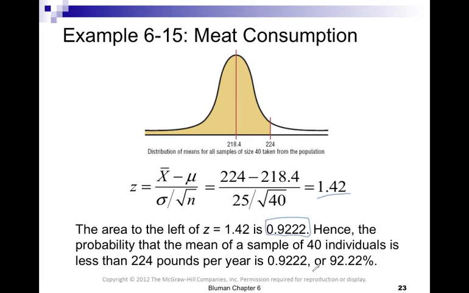So the probability, so that means we want to the left, so this whole area here is 0.9222. Hence, the probability that the mean of a sample of 40 individuals is less than 224 pounds per year is 92.22%, or you can list it as a decimal. Either way is fine.